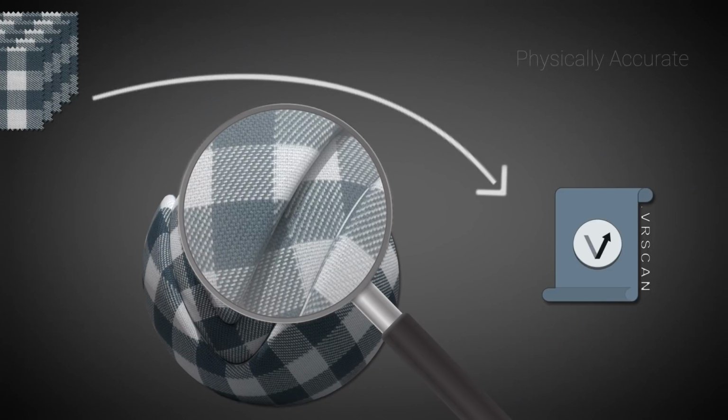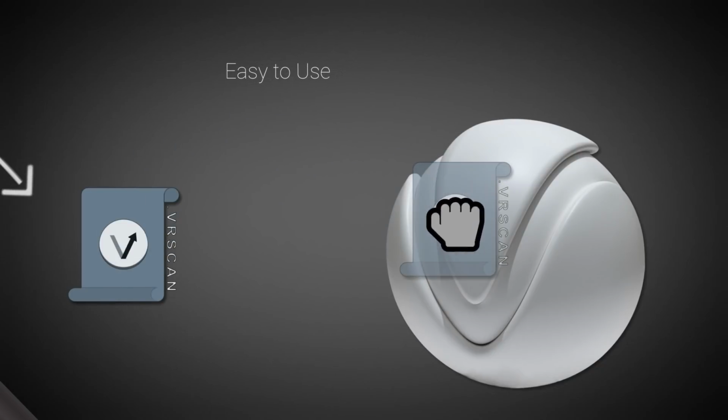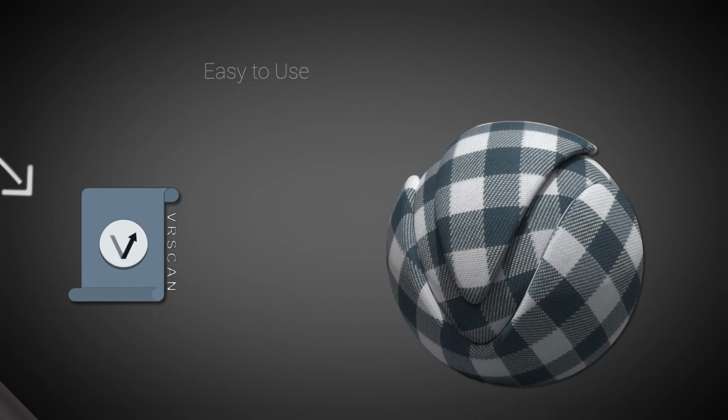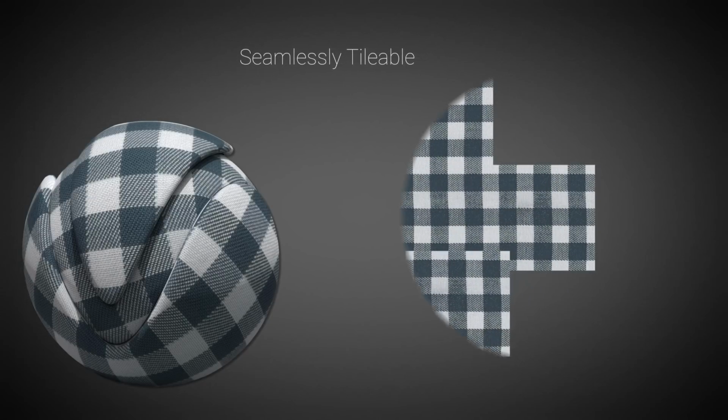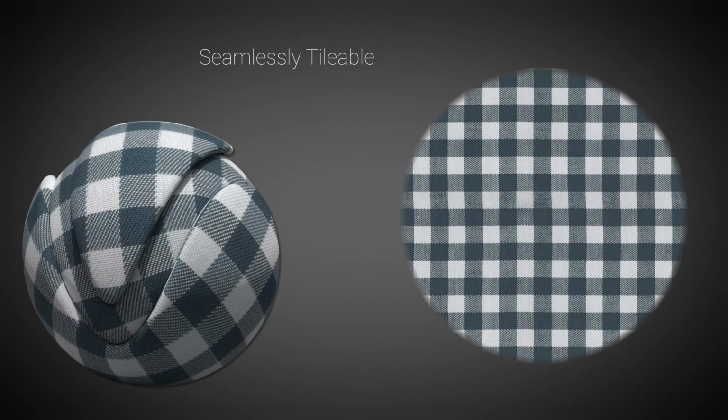To recreate a material as physically accurate as possible from the ground up, you need to build a complex shading network, which could be daunting and time-consuming. VR Scans require no prior material building knowledge or use of any reference materials. Setting up a VR Scans material is as easy as just drag and drop. On top of that, a scanned material is seamlessly tileable, which means you won't get any seams or repeatable patterns when you tile the material over the surface.